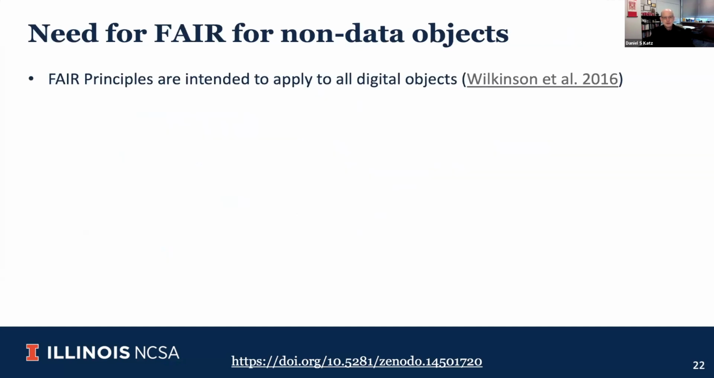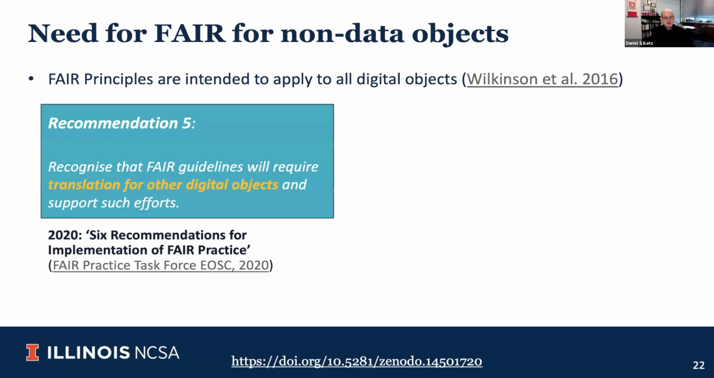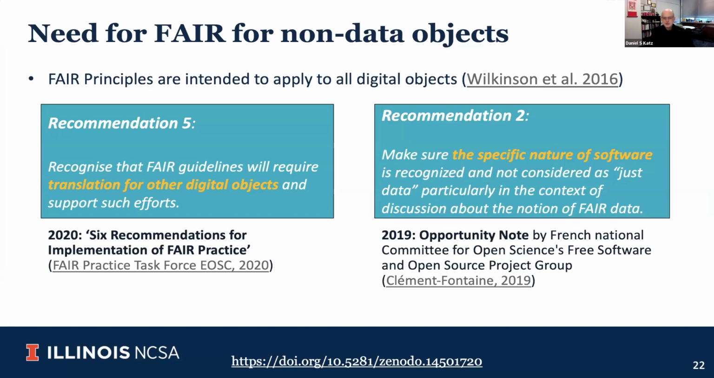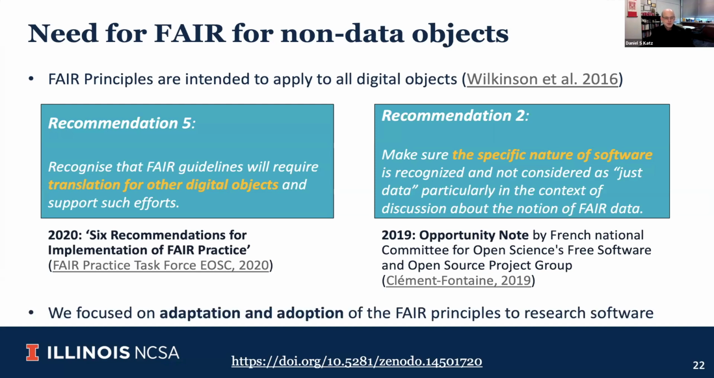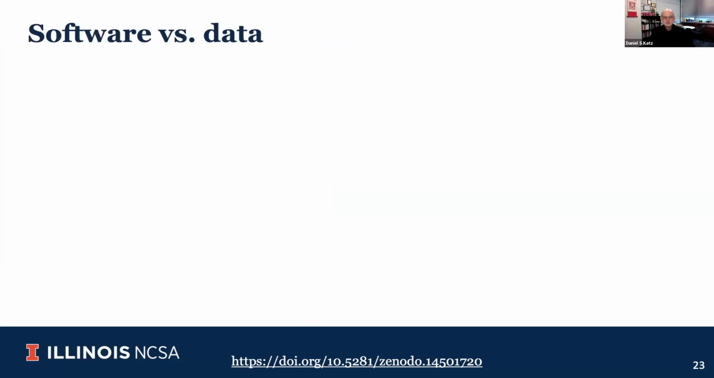As I said, the principles were intended to apply to all objects, but in the FAIR Practice Task Force in EOSC in 2020, one of the recommendations was to recognize that FAIR guidelines require translation for other digital objects, and that EOSC should support that. And in the French National Committee for Open Science, Free Software and Open Source Project Group, one of their recommendations was to make sure the specific nature of software is recognized and it's not just considered as data, particularly in the context of discussion about FAIR data. So in our working group, we focused on adaptation and adoption of the FAIR principles to research software.